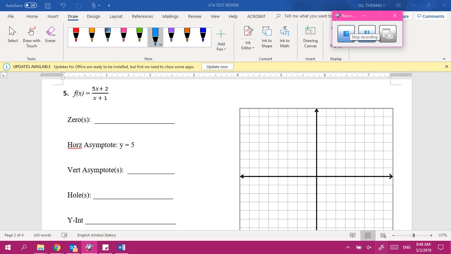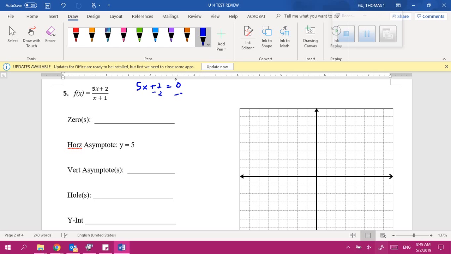Number 5. So first thing, let's find the 0. By the way, we always want to factor out at the very start, but this one's already factored out. Top and bottom's already factored out. So we're going to find the 0 by taking the numerator, which is 5x plus 2, and setting that equal to 0. 5x plus 2 equals 0. Subtract 2, we get 5x equals negative 2.